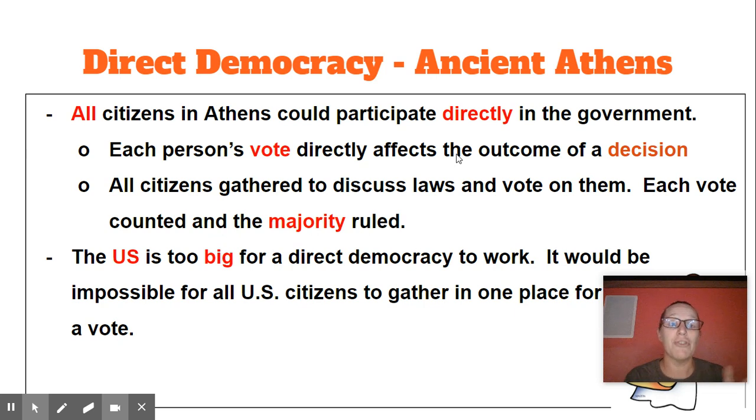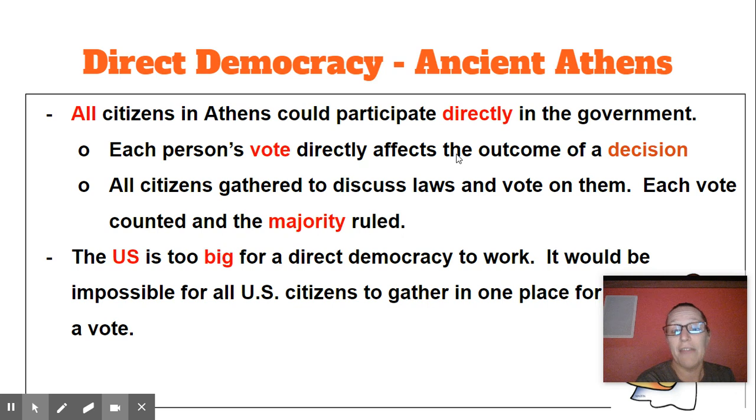Next, we're going to talk about direct democracy. All right, direct democracy is what ancient Athens has. In a direct democracy, all citizens in Athens could participate directly in the government, meaning if you're a citizen, right, you have all those 5 criteria, you could participate directly in the government. And this means every little thing that goes on in your city-state. Whether you're voting on a new leader or to widen the roads or anything, everybody participates directly in the government. Each person's vote directly affects the outcome of a decision.